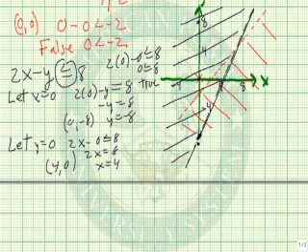Now the solution to this system is where we have the red and the black together, which is a triangular region, which would be this region right here.